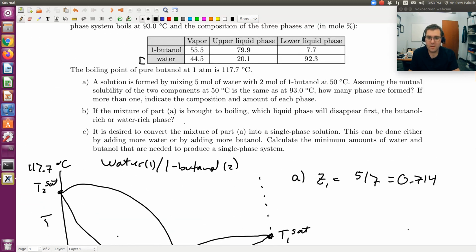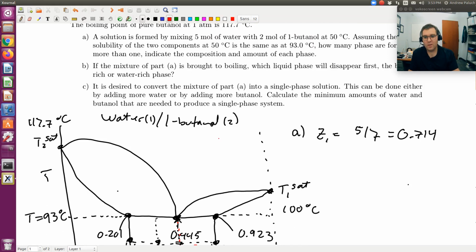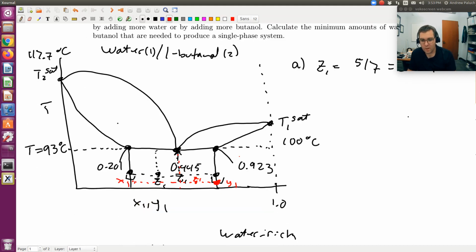Then B, if the mixture in part A is brought to boil, which liquid phase will disappear first? What this corresponds to is, my mixture is going to be over here. If I heat it up to boil, here I have two liquid phases in equilibrium with each other. Once I hit my bubble line, I enter my VLE region, and I'm going to have this liquid in equilibrium with this vapor. This vapor would correspond to vapor with my azeotropic composition. So I would have my water-rich liquid in equilibrium with this vapor. So in this context, this butanol-rich phase would disappear.